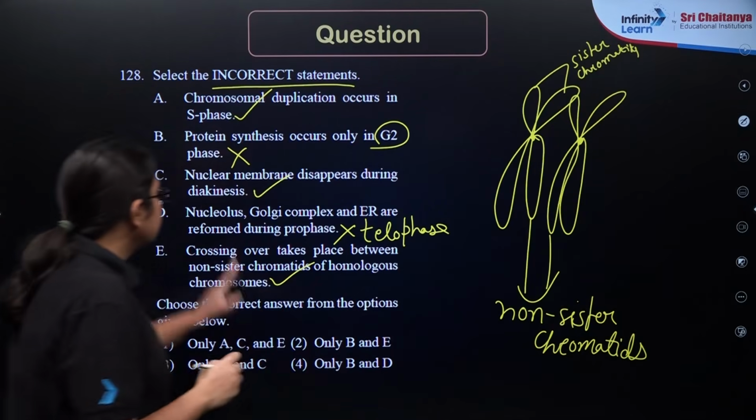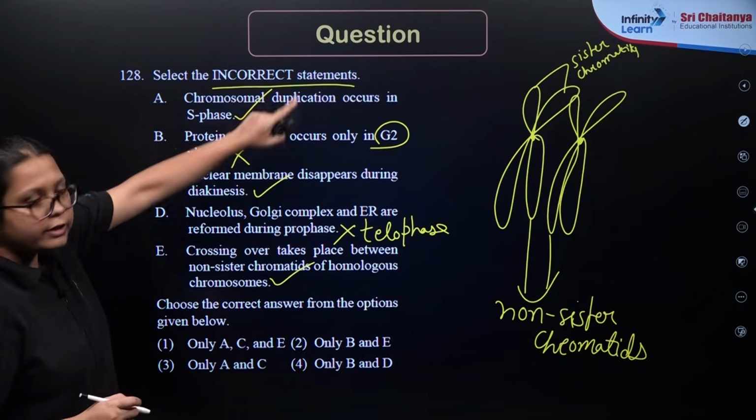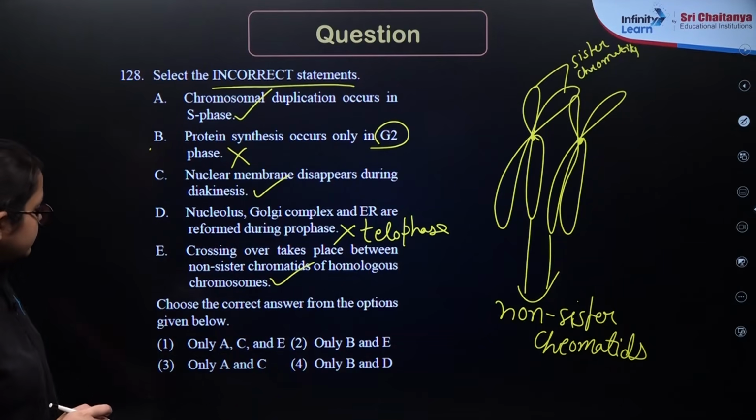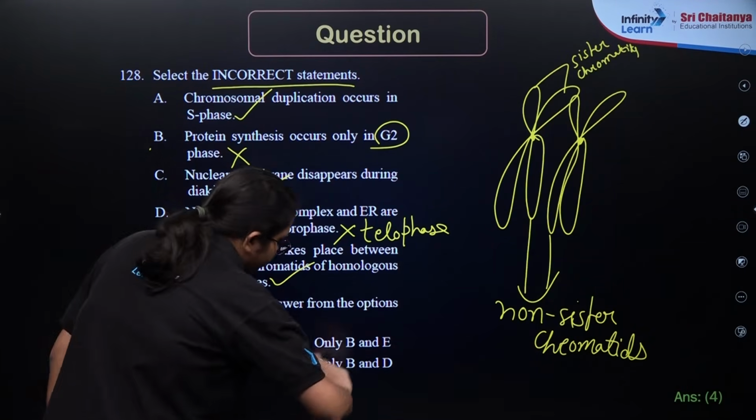Okay. So which are incorrect? We have to choose incorrect ones, right? So B and D are incorrect. The option number 4 is correct.